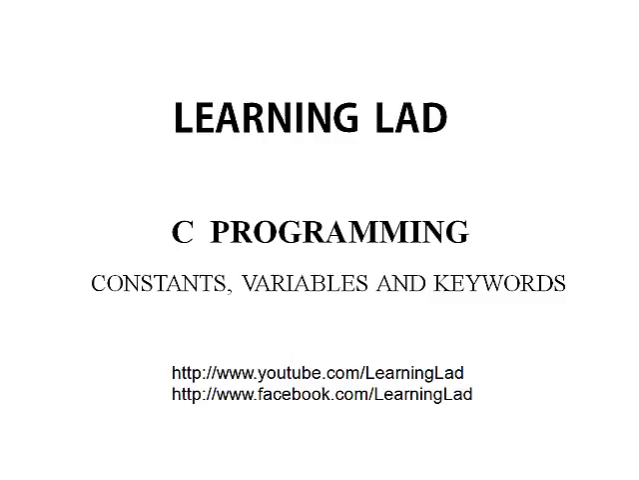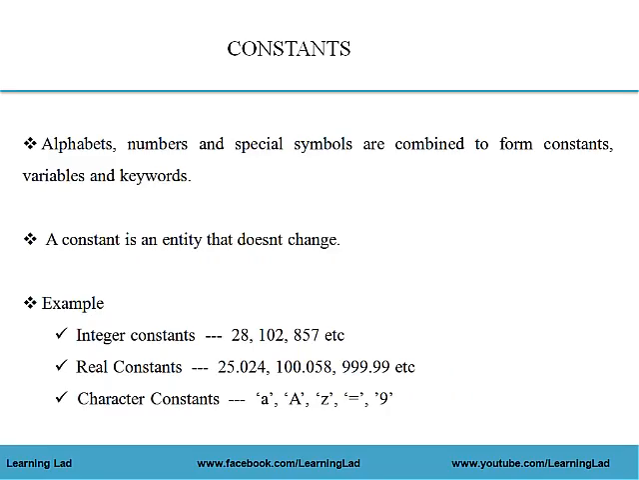In this video tutorial, we're going to go through the language fundamentals like constants, variables, and keywords. Let's get started. Alphabets, numbers, and special symbols like underscore are combined to form constants, variables, and keywords. A constant, as the name indicates, is an entity that doesn't change. We can classify the constants into integer constants, real constants, and character constants.